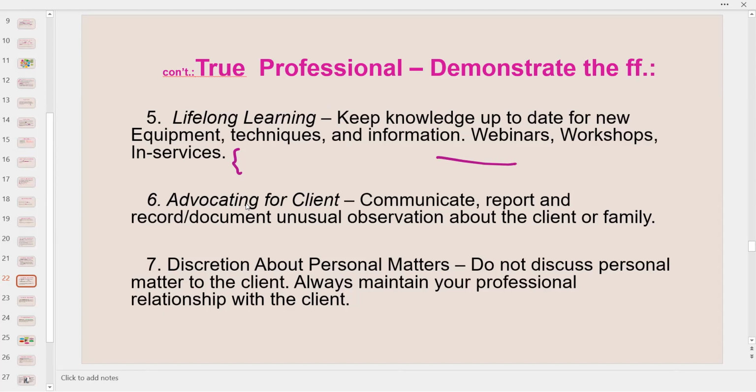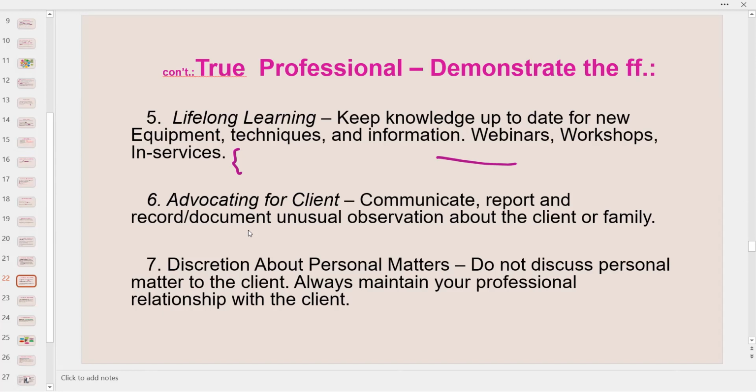Next one is advocating for the client. It is very important to communicate, report, and record or document any unusual observation about the client or about the family. Communicate with the healthcare team, because they will be able to help with the client. They will be able to come up with a different intervention, or a different approach in caring for the client.